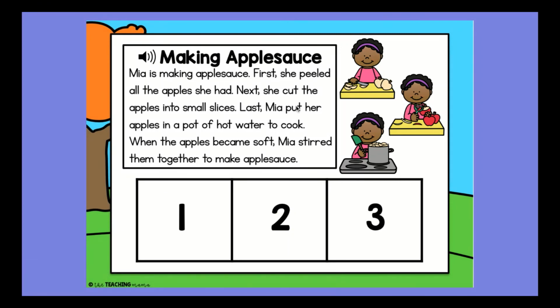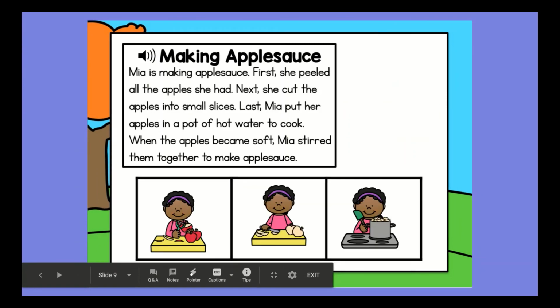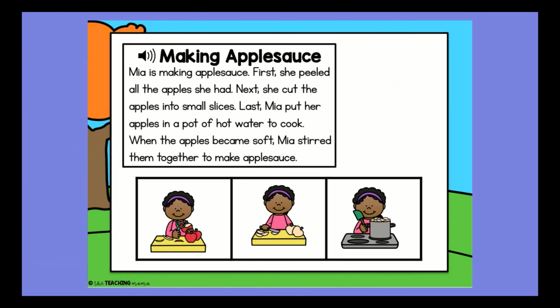And last, Mia put her apples in a pot of hot water to cook. Well, you only have 1 picture remaining, and it happens to be of her putting apples in a pot and cooking over a stove. So this picture is gonna go for number 3, the last part of my story. And so that is the correct sequence, okay?